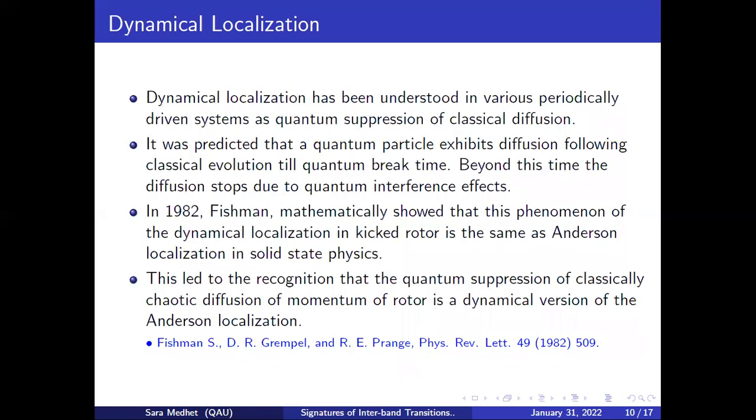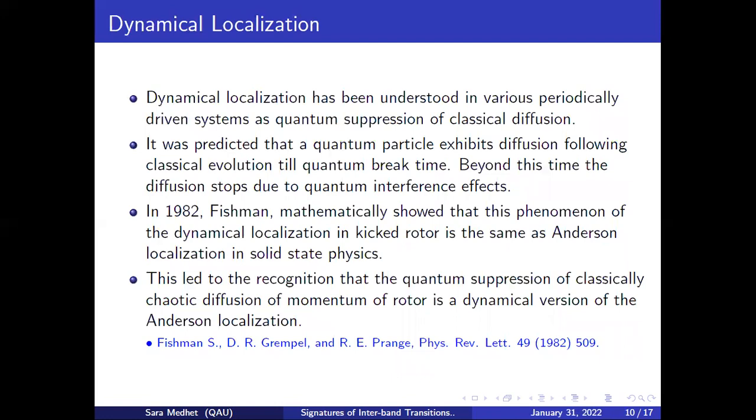Now, coming towards what dynamical localization is. Dynamical localization has previously been understood as quantum suppression of classical chaos. It was predicted that a quantum particle exhibits diffusion following classical evolution until the quantum break time. Beyond this time, the diffusion stops due to quantum interference effects.